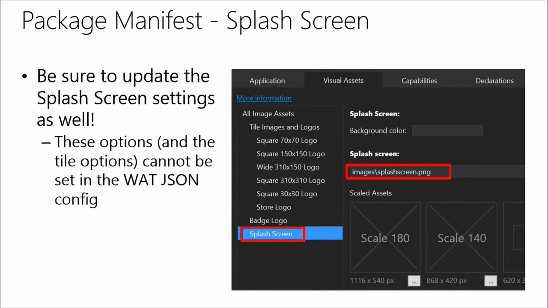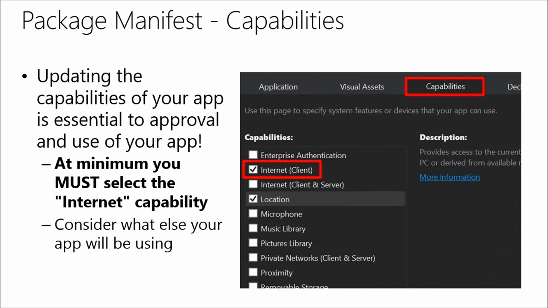You can also change the splash screen, as I can see here, and you can also add specific capabilities. Obviously, your application will download data from the web, so you need internet as a capability. But if you want to play, for instance, with geolocation, then you just have to check the location checkbox. Same story with the microphone, the camera, whatever.